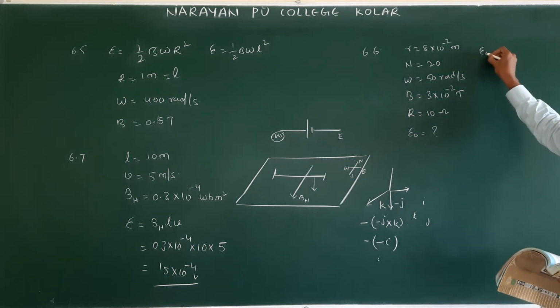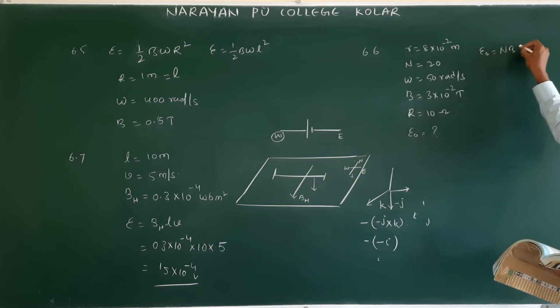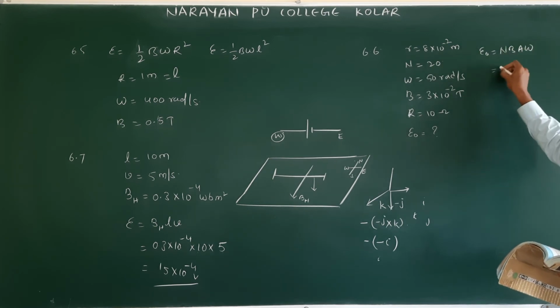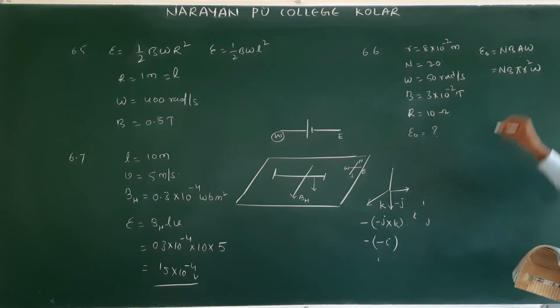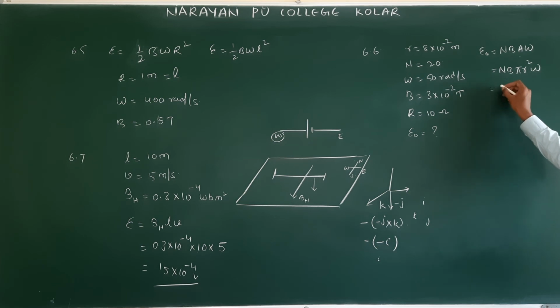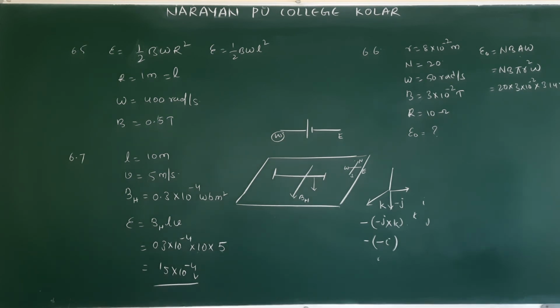What is the E0 formula? NBA omega. So what is A? Pi r square, since they mentioned a circular coil. Okay, so substitute the values: 20 into 3 into 10 power minus 2, into pi value 3.14, into r, 8 into 10 power minus 2, whole square, into omega 50. You do it, you will get the answer.